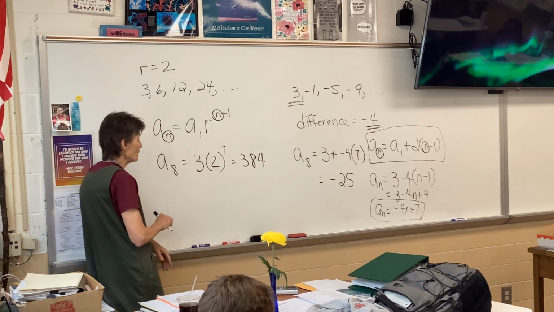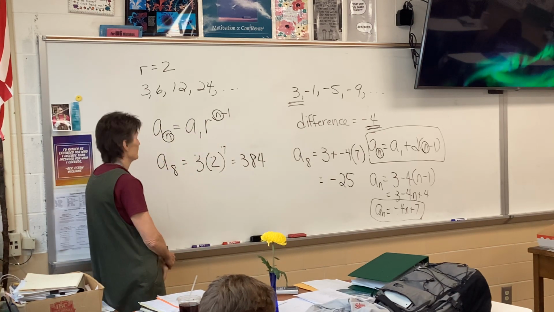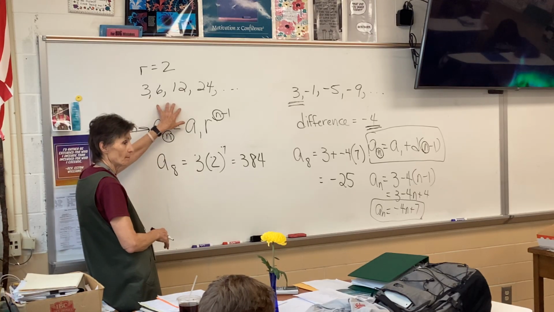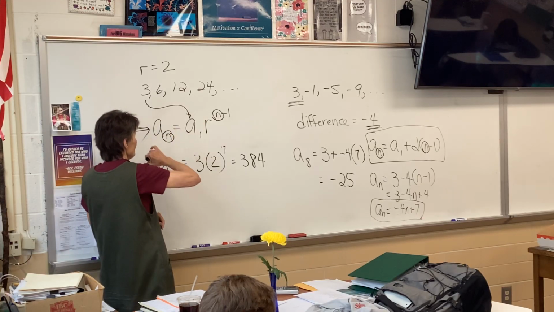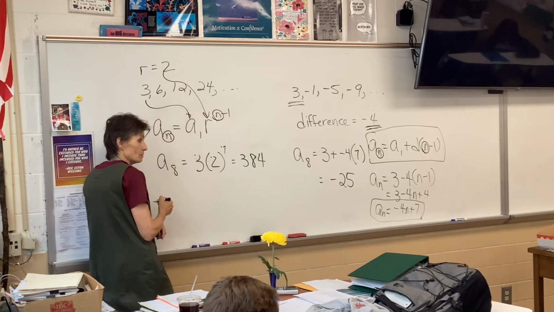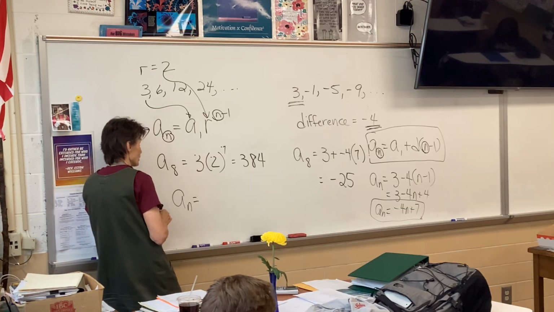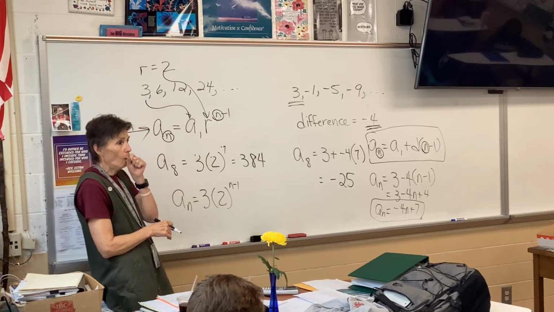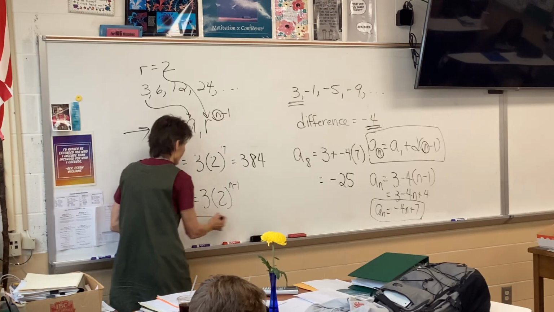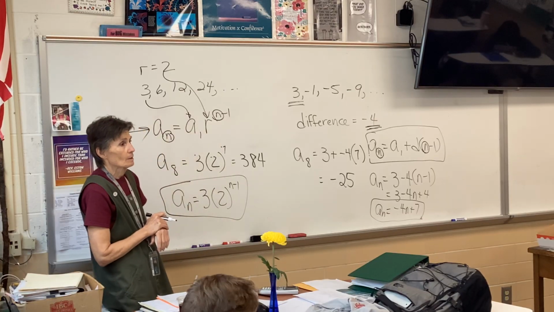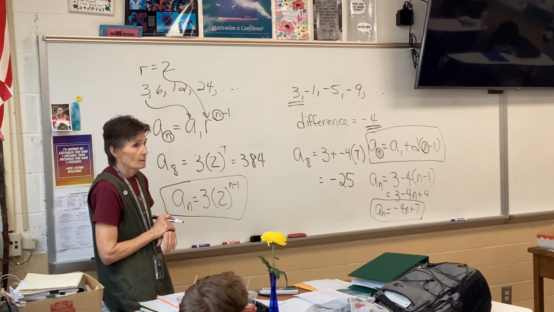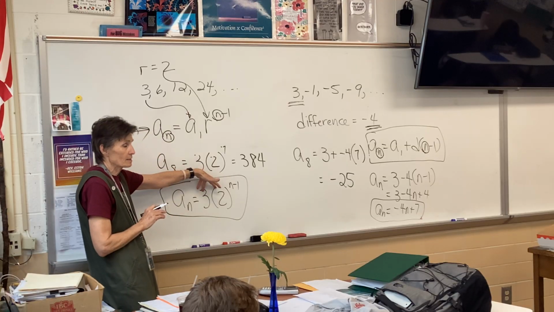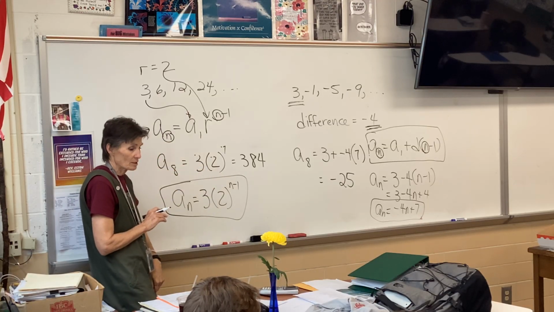Okay? And now we want an explicit rule. There it is. I need to make it specific to this problem. So I'm gonna plug in my first term, and I'm gonna plug in my ratio. So my explicit rule is gonna look like 3 times 2 to the n minus first. And that simplify. We just talked about it. You cannot multiply these. So that is it, that's your explicit rule.